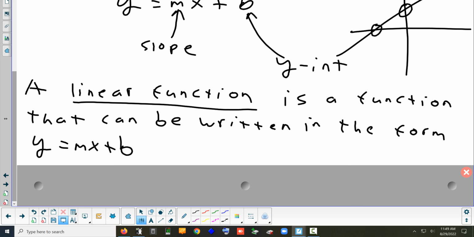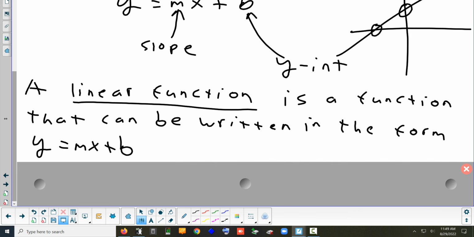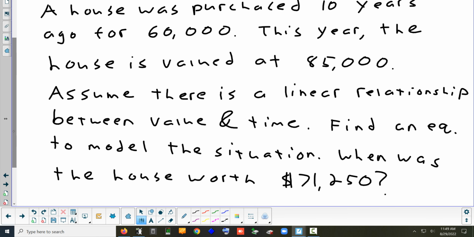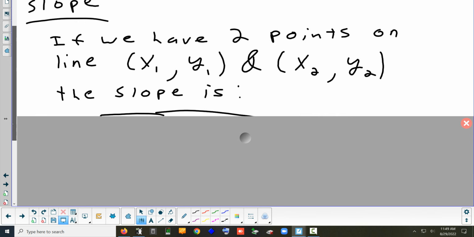Did you say that m can't be equal to 0? Yeah, the m shouldn't be 0, otherwise you have what's called a constant function, not technically linear. So m can't be 0. But other than that, m and b can be any numbers you want. Real numbers, not imaginary or complex.